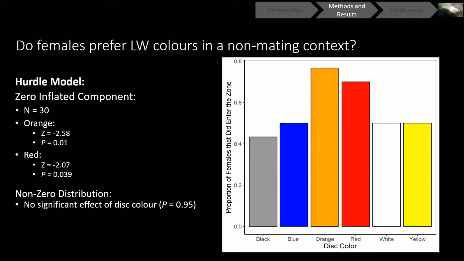For the zero-inflated component, both orange and red were significant. This indicates that females were significantly less likely to not enter either the orange or red disc association zone. Then, when looking at the non-zero distribution, there was no significant effect of color. So these results suggest, at least from the zero-inflated component, that females do significantly prefer long wavelength colors in a non-mating context.